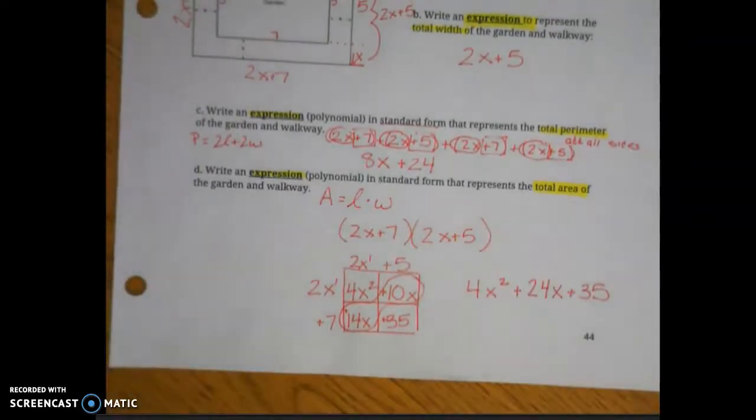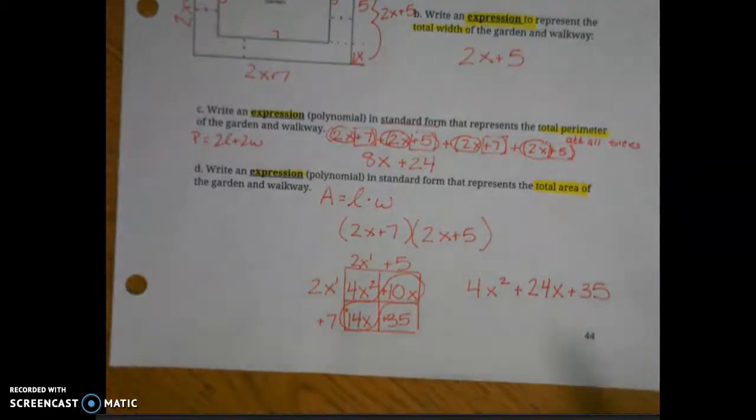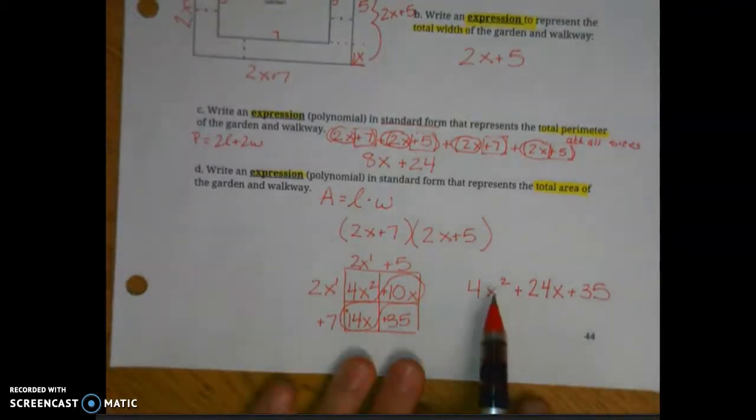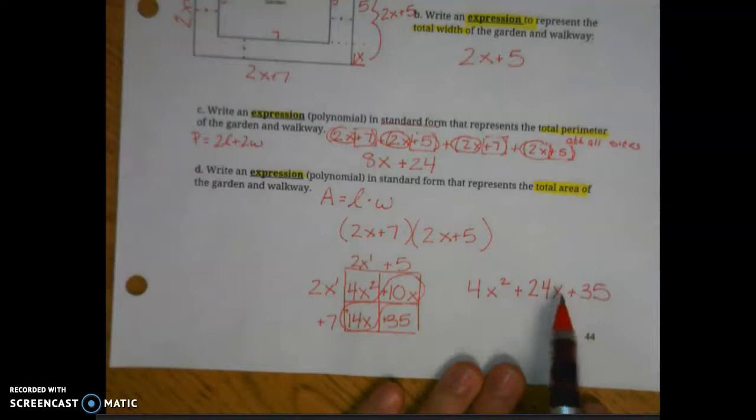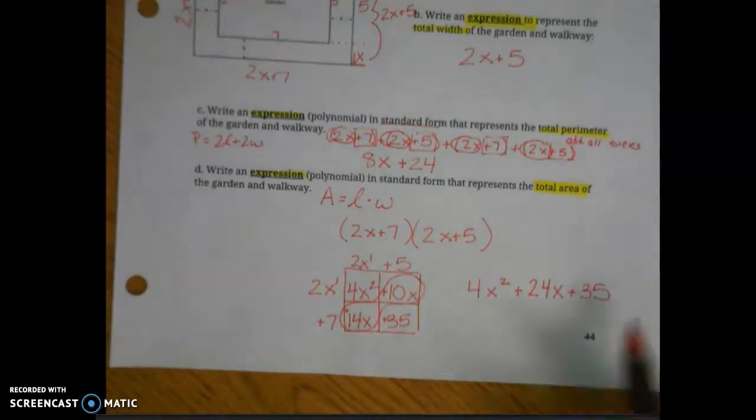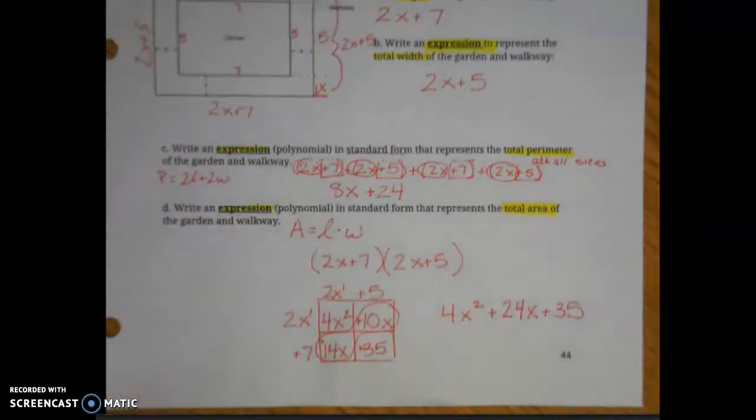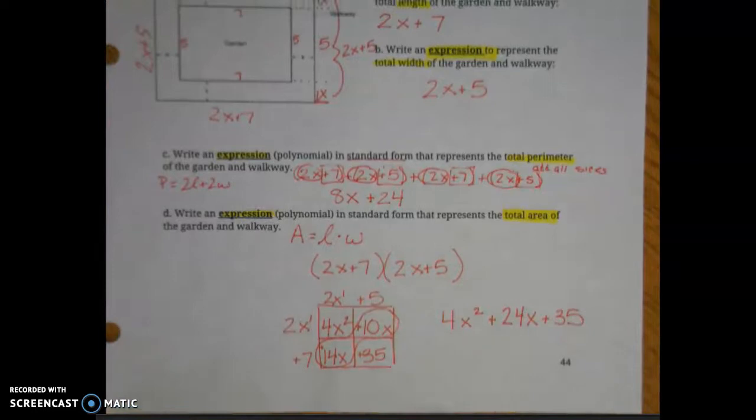And once I find my product, I just want to check to make sure it's in standard form, meaning the highest exponent comes first, and then the next highest exponent, in descending order until you get to your constants. Okay, I also want to make sure there's no like terms to combine, but it's simplified, so this is my final answer.